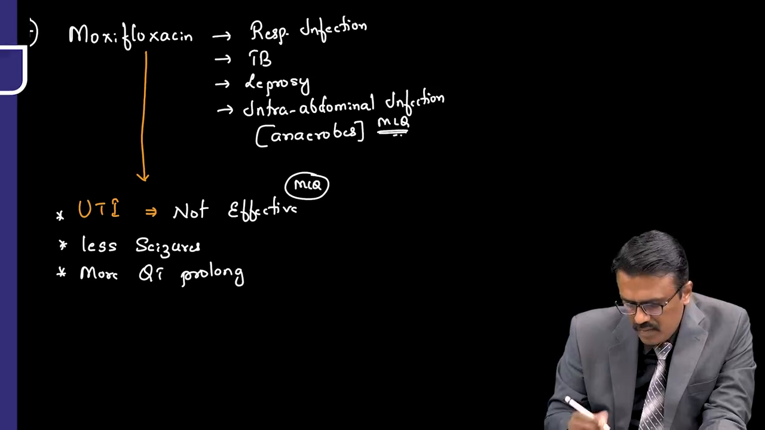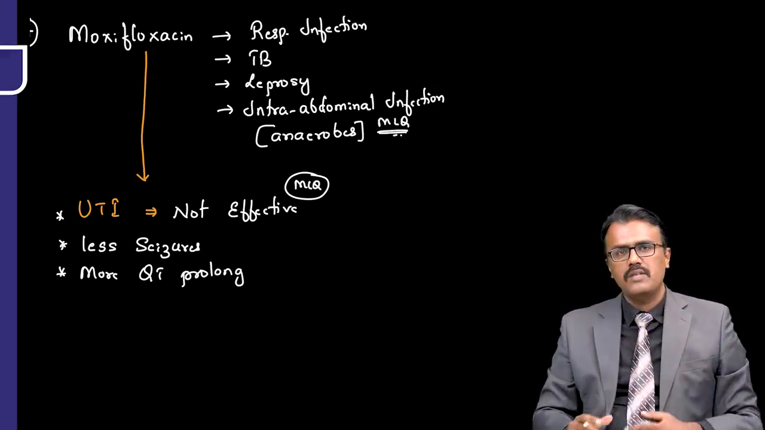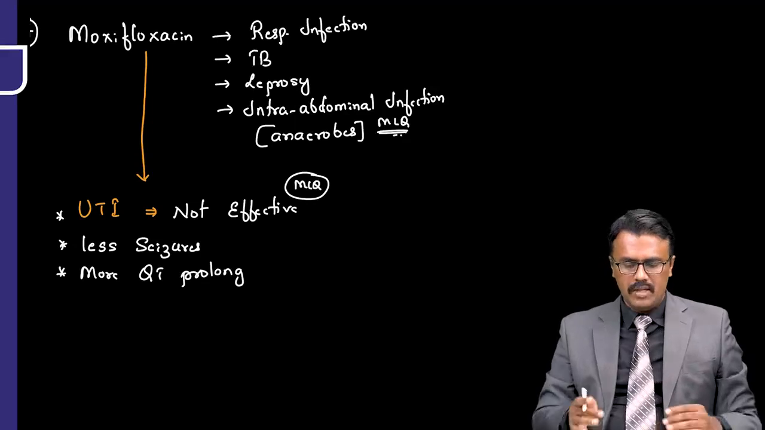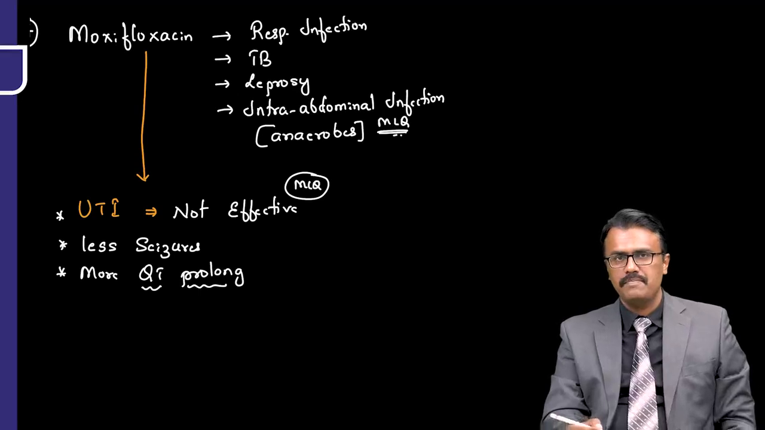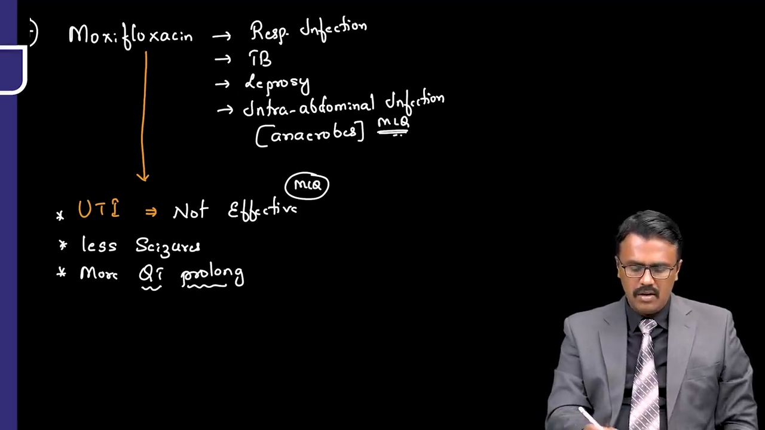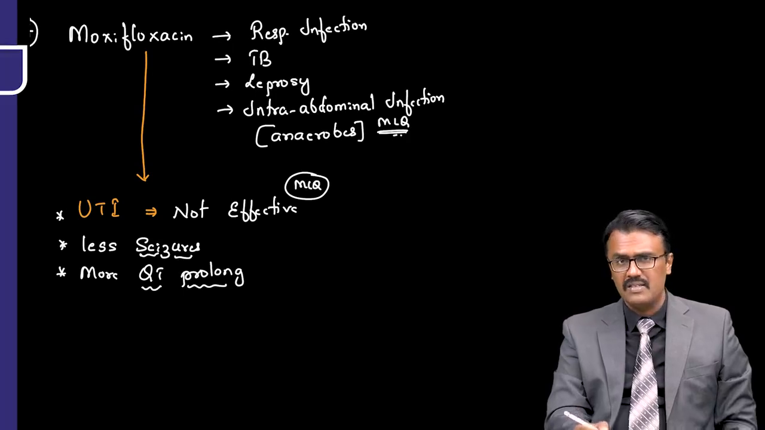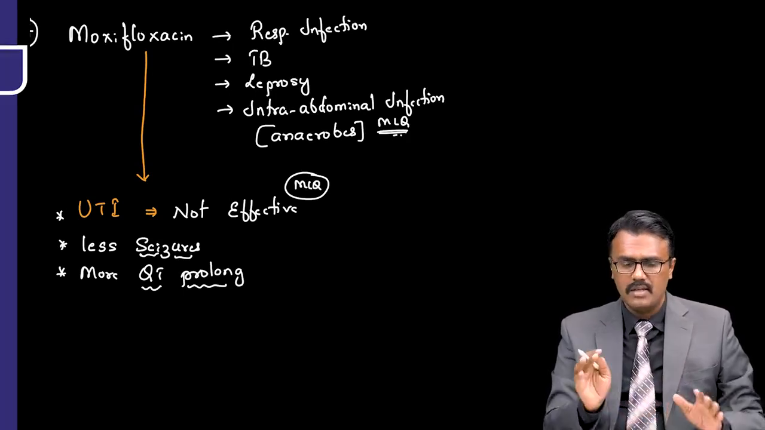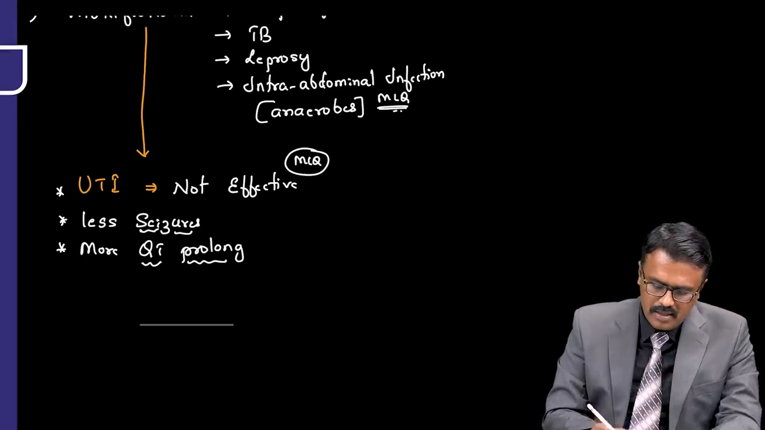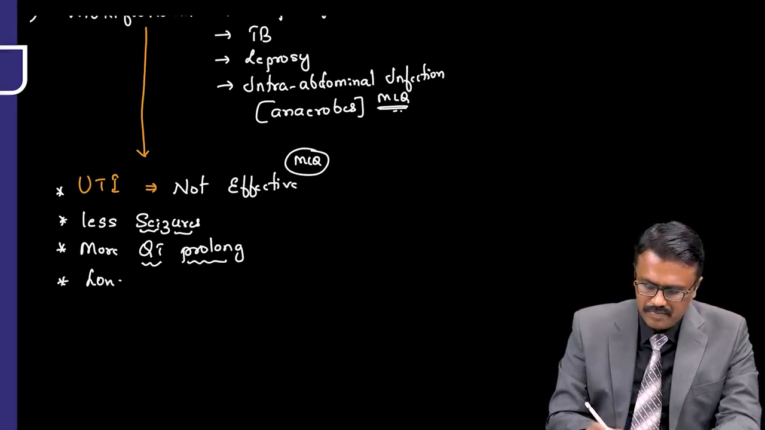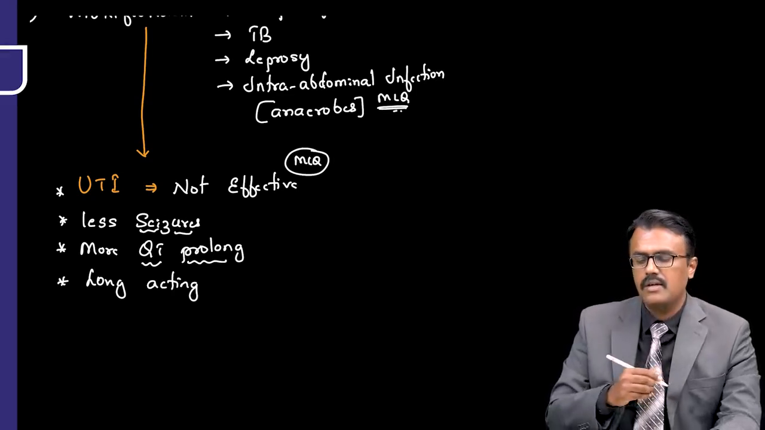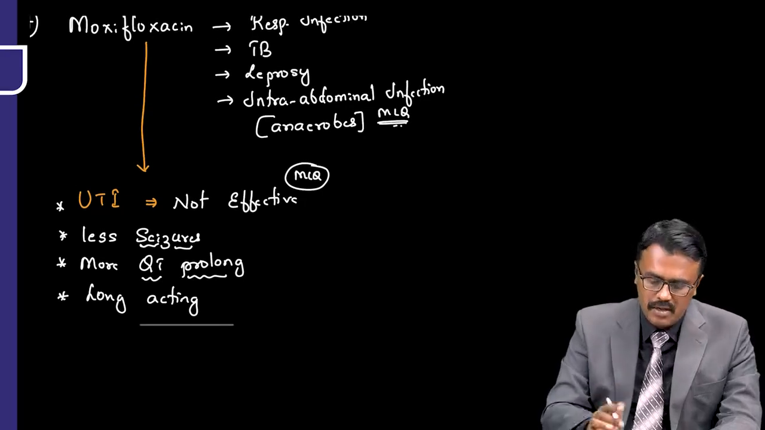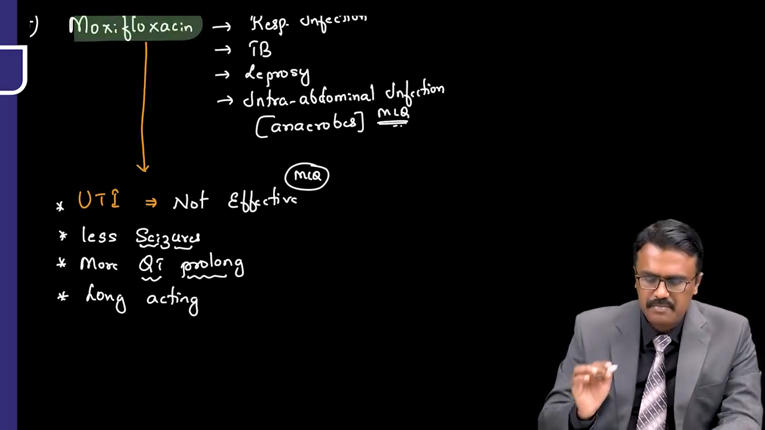Now why is this important? Because moxifloxacin is used in tuberculosis. So when the patients are on moxifloxacin, there is a chance of QT prolongation. Since it's a long used drug for TB, the chance of seizures is less, but there is a chance of QT prolongation, and the drug is very long acting. So this is the other specialty of this drug, moxifloxacin. Never forget this drug. You have to know this in detail.